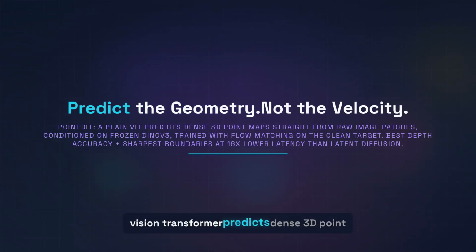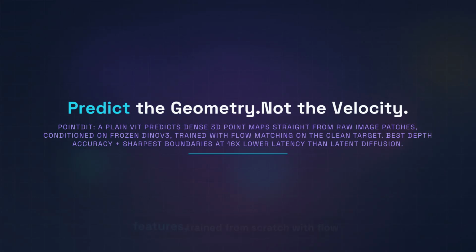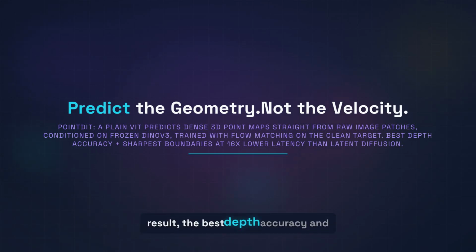A plain vision transformer predicts dense 3D point maps straight from raw image patches, conditioned on frozen Dyn3 features, trained from scratch with flow matching that predicts the clean point map instead of the velocity. The result: the best depth accuracy and the sharpest boundaries at 16 times lower latency than the latent diffusion state of the art.